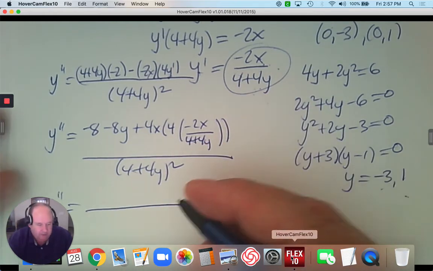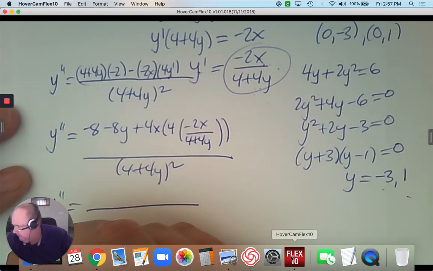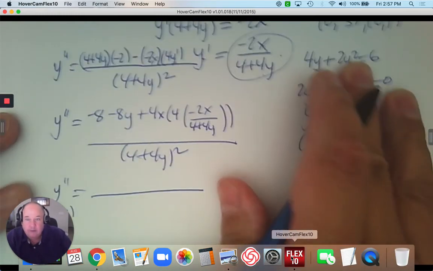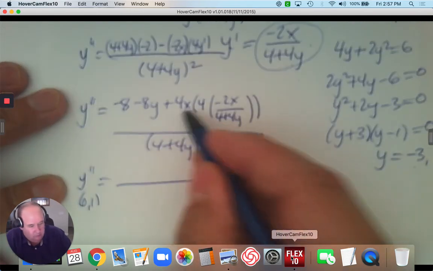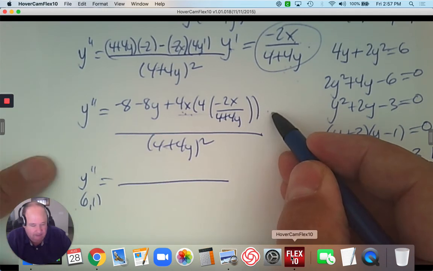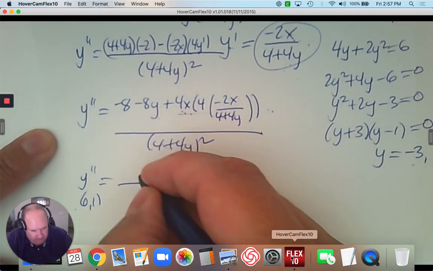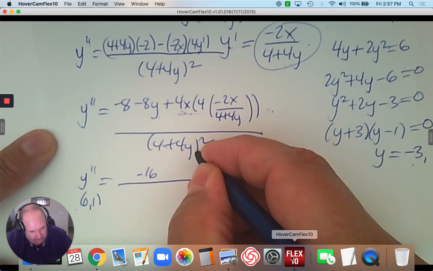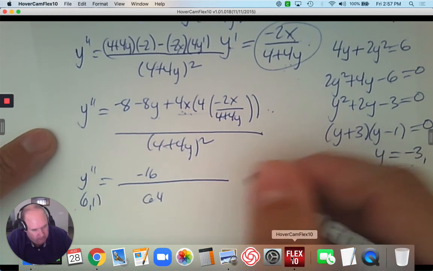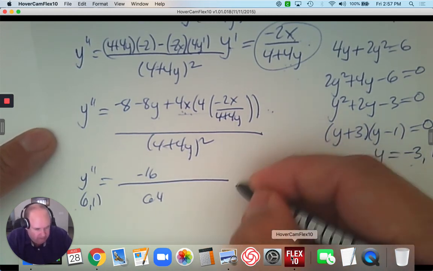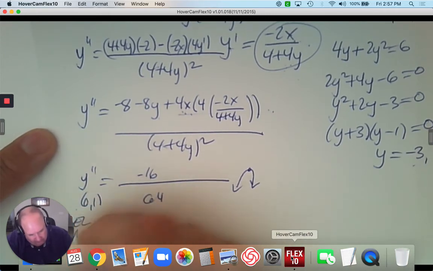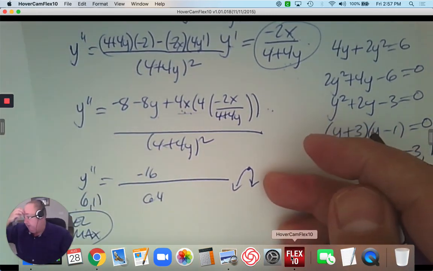Oh, we want to do it at 0, negative 3, and at 0, 1. So let's do 0, 1 to begin with. Notice 4x times something. If you plug in 0 for x, that whole thing is going to eliminate. Then plug in 1 for y, and you get negative 16. And if you plug in 1 here, you get 8 squared, 64. But you get a negative answer. A negative answer means it's concave down. So at 0, 1 is a relative maximum, because when you plug it in, you get a negative answer.